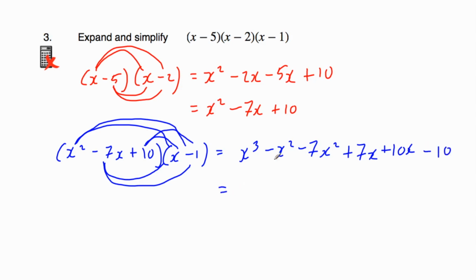And now collecting our like terms, we've got our x cubed. We've got minus x squared minus another 7x squared, so altogether that's minus 8x squared. And then we've got our plus 7x plus 10x, that's going to be plus 17x, and then minus 10. So if we were asked to expand and simplify x minus 5, x minus 2, x minus 1, the answer would be x cubed minus 8x squared plus 17x minus 10.